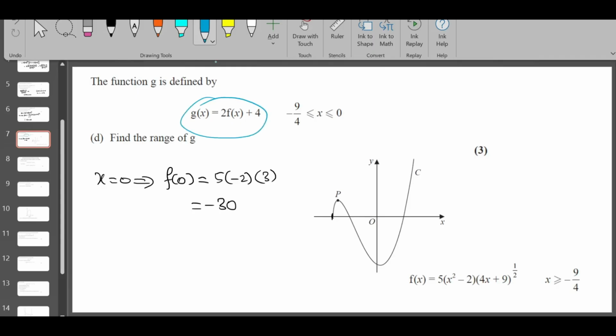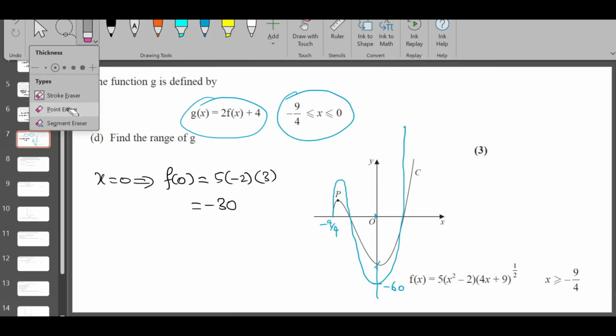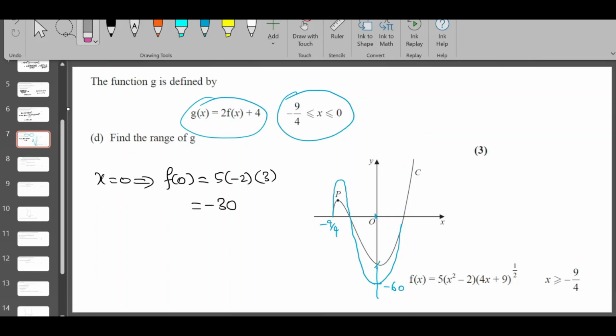There are two transformations involved. The first one is 2f of x, right? So the 2f of x, it's a stretching along the y-axis, so the graph will be like this. This minus 30 becomes minus 60 now. But we are taking the graph from minus 9 over 4 to 0. Only here. We don't need this piece actually. We only need till here actually. That's minus 60.